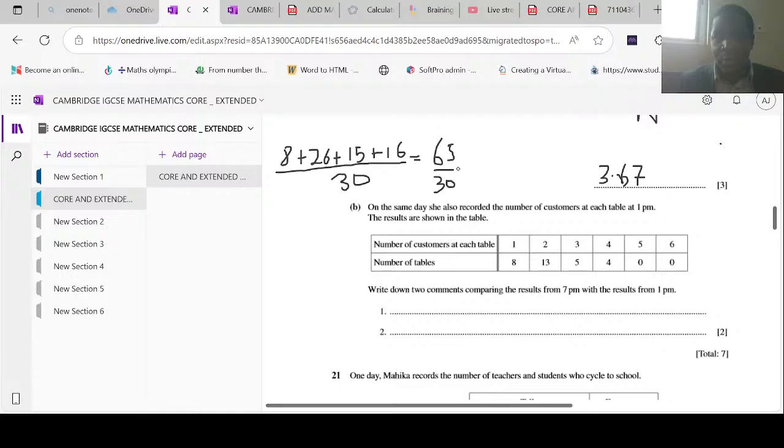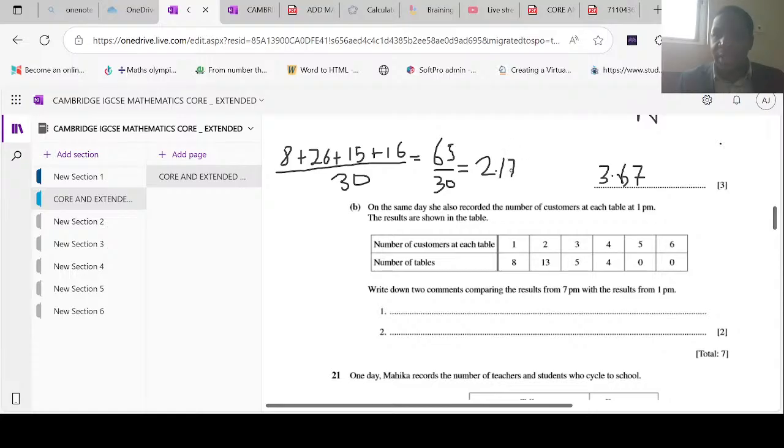So let's do the calculation for that. It will be 1 point something. 65 divided by 30. That's 2.1666666, so that would be 2.17. I think already you are seeing comparison here.